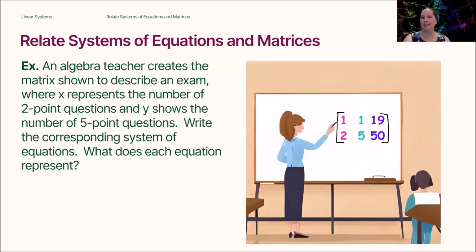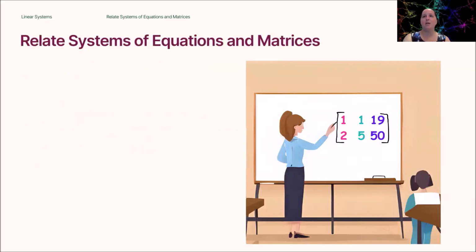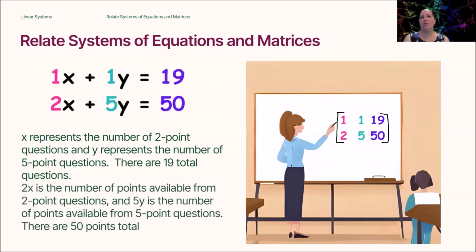So I have 1, 1, 19, 2, 5, 50. So in this case, I have 1x plus 1y equals 19, and then 2x plus 5y equals 50. So that's my set of equations. X represents the number of 2-point questions and Y represents the number of 5-point questions. So X plus Y, the number of 2-point questions plus the number of 5-point questions, there are 19 questions total. 2x plus 5y equals 50: the 2-point questions are worth 2 points apiece, the 5-point questions are worth 5 points apiece, and then there are 50 points total on the exam.